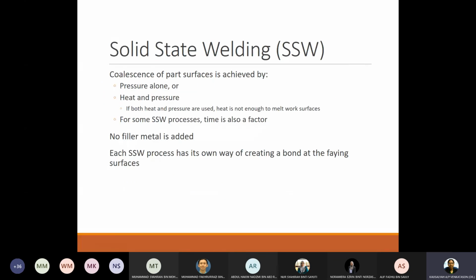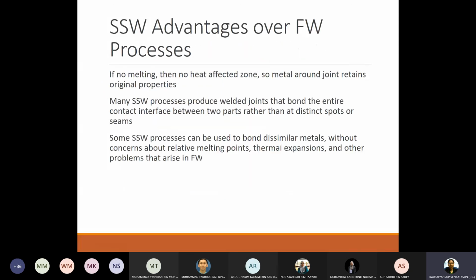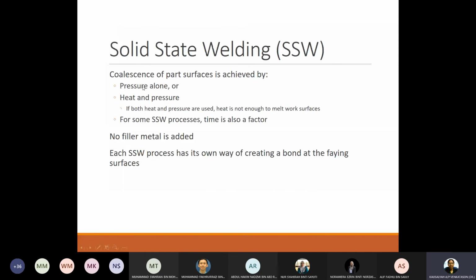Okay. And then we come into solid state welding. Okay. Coalescence of part surface is achieved by pressure alone or heat and pressure. Okay. So earlier on was fusion welding, everything that we saw. Now it comes to the second part, which is solid state welding. Okay. If both heat and pressure are used, heat is not enough to melt the workpiece surfaces. So for some solid state processes, time is also a factor. So no filler metal is added.